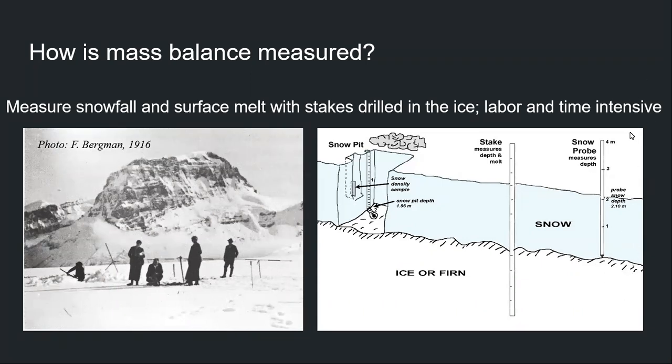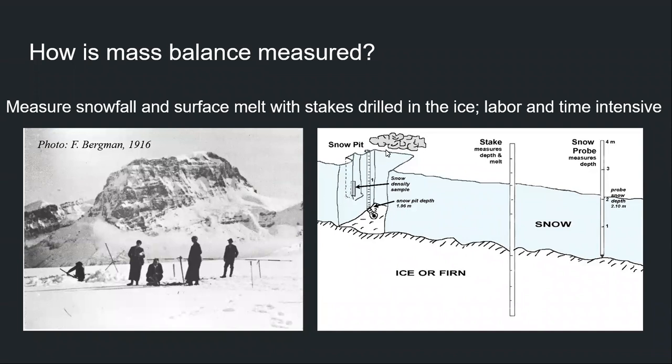So let's say you arrive at the beginning of summer before the ice really starts melting and you drill a stake into the ice. If you come back at the end of summer and you were in the ablation area, you might notice that the stake is sticking out more at the end of the season than it was at the beginning of the season, meaning that the surface melted away. And that's how we can measure the ablation on the glacier.